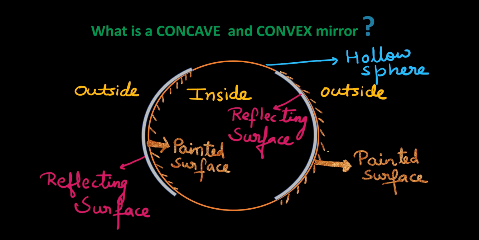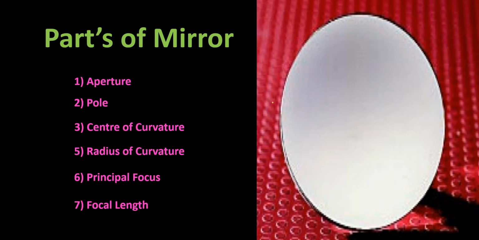If the hollow sphere's outside is painted and inside is the reflecting surface, then such a mirror is known as a concave mirror. If the inside is painted and outside is the reflecting surface, then such a mirror is known as a convex mirror. The parts of a spherical mirror are aperture.